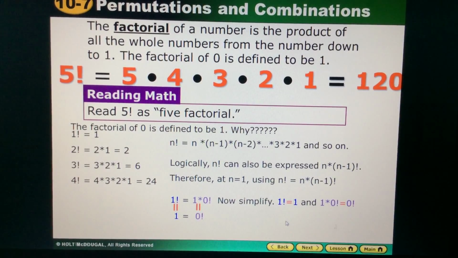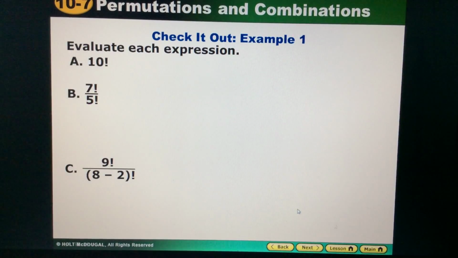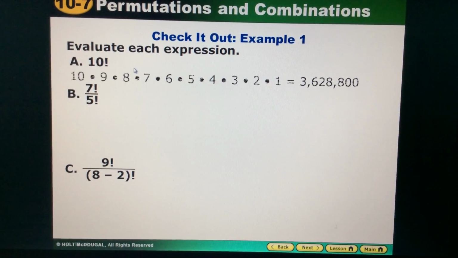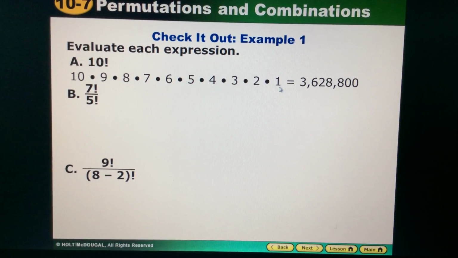If you do it on your calculator and punch in 0 and then the factorial key, you will get 1. So 0 factorial is 1. All right, so if you're to evaluate 10 factorial, you could punch in your calculator 10 factorial and you will get 3,628,800. But there is the list of factors you would need.